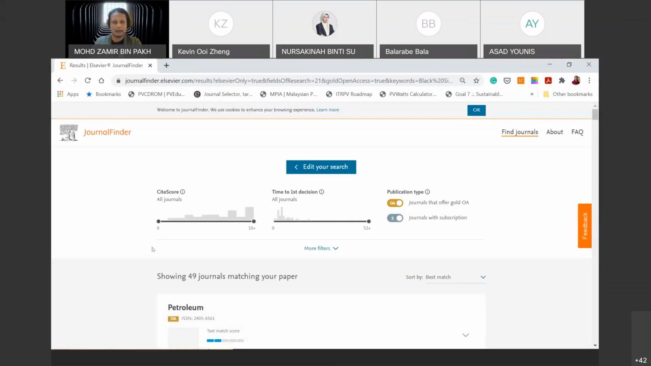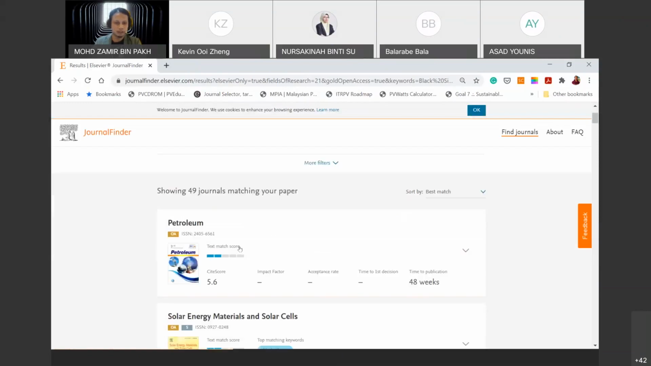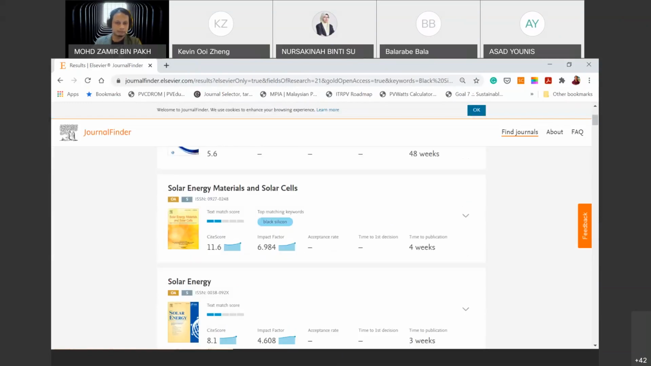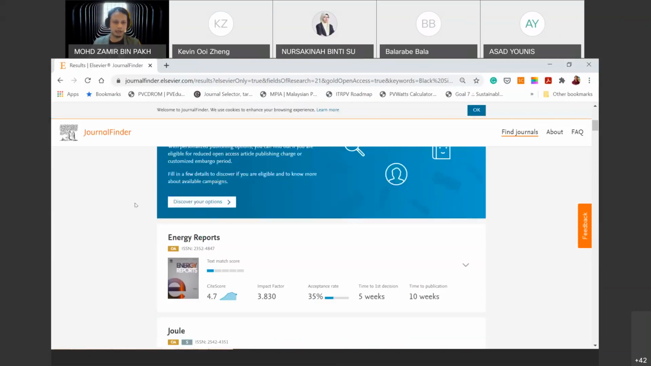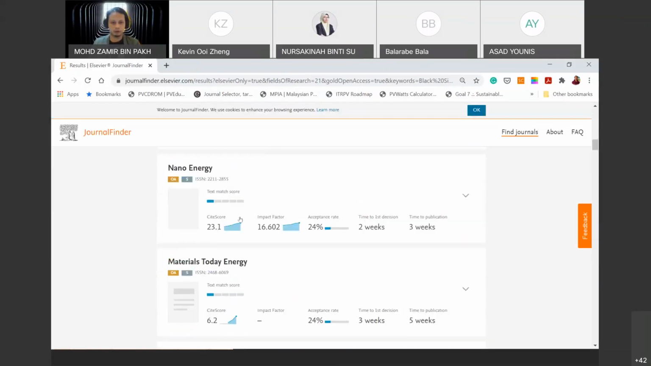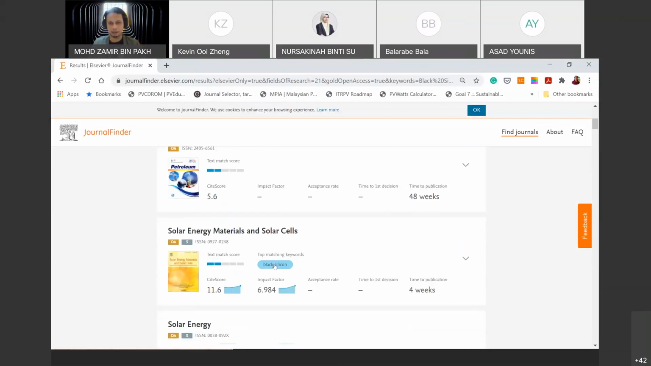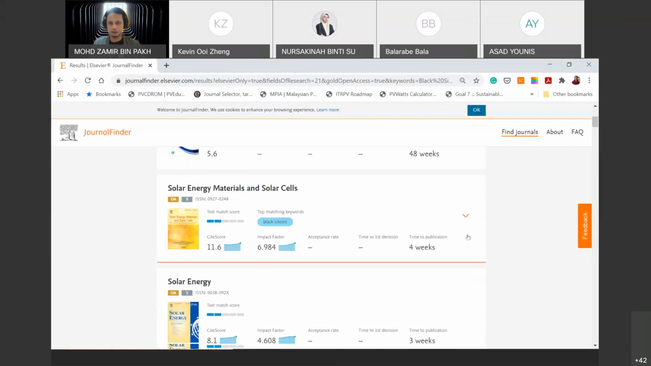What's your best match? I don't know why it is petroleum to begin with. Okay, solar energy materials and solar cells. See, this one is Q1 6.9. So you may not agree to the sequence. You can browse and see whether it fits your plan or not. Solar energy, energy reports, joule, nano energy. See, I believe you can sort this out as well.